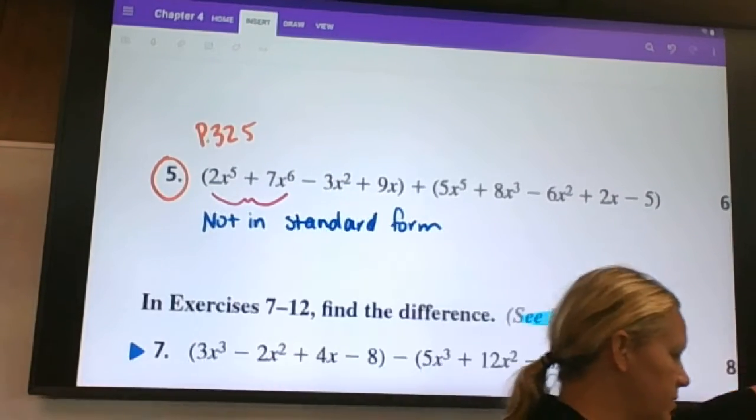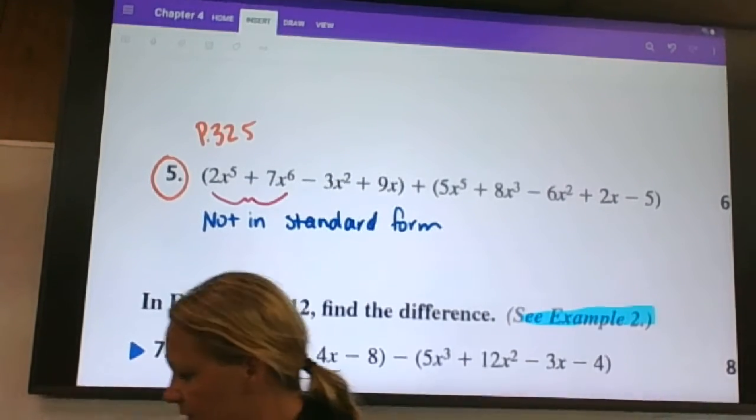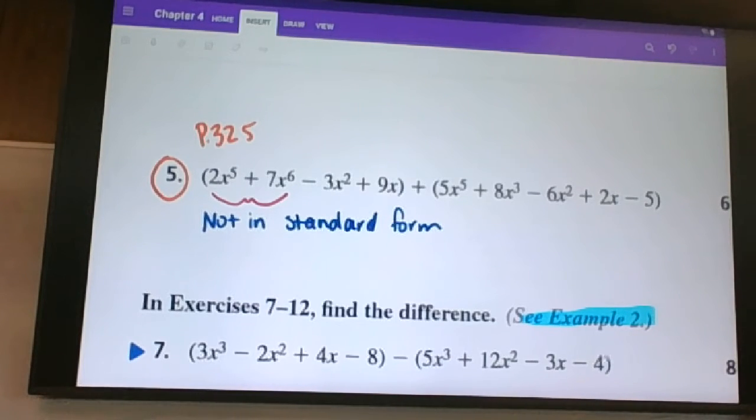So I have the problem here. This is optional. For the exponents that are missing, sometimes it's helpful to put a 0 placeholder. So since there wasn't an x to the 4th, I put 0x to the 4th. And there wasn't an x to the 3rd, so I put 0x to the 3rd. And I lined it up. And so I'm going to put that second polynomial right underneath it.